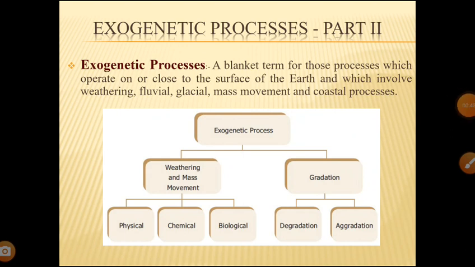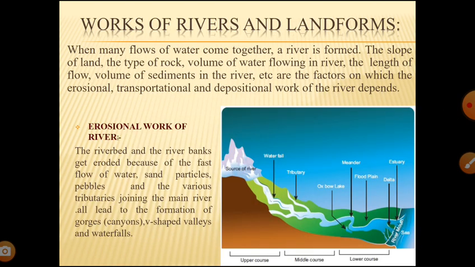So now we will see what is exogenetic process, a blanket term for those processes which operate on or close to the surface of the earth and which involve weathering, fluvial, glacial, mass movement and coastal process. Now we will be seeing work of rivers and landforms.